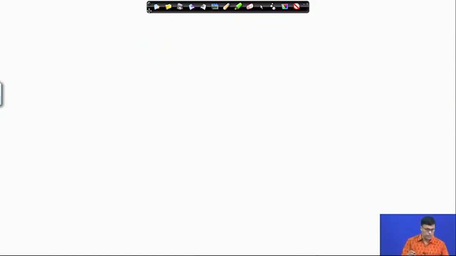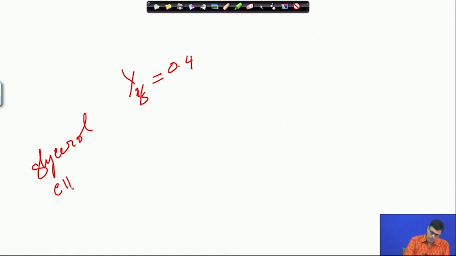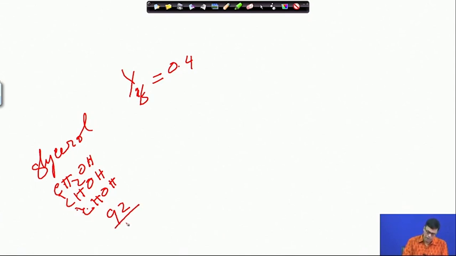Now, as you know, Y X by S is equal to what? 0.4. Am I right? 0.4 is the Y X by S. And what is the glycerol formula? Glycerol is C3H5(OH)3, CH2OH, am I right? So, this has a molecular weight of 92. Now, how many carbon atoms are there? 1, 2, 3. So, per gram atom of carbon, what will be the molecular weight of one gram atom of this glycerol? 92/3.